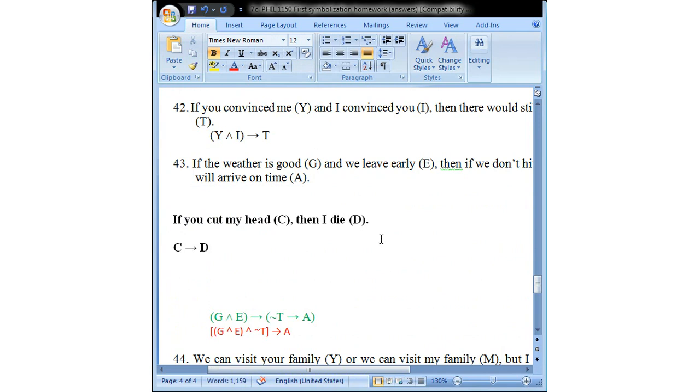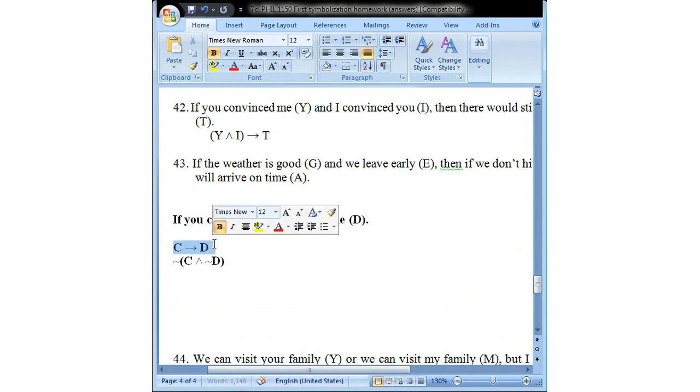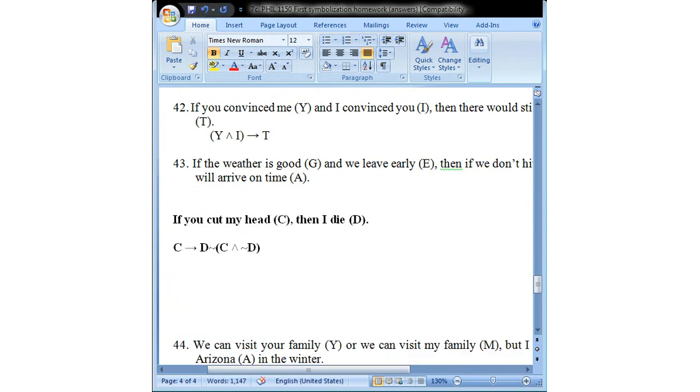Now, this is for Hanako and Samuel and everybody else. I know for a fact, for instance, that this is equivalent to saying it is not possible that you have a situation where you both cut my head and I don't die. So this and this are equivalent statements. They're saying exactly the same thing. And one of the reasons for that is, you'll see in month 3, this is one of what we call a theorem that you'll have to commit to memory.